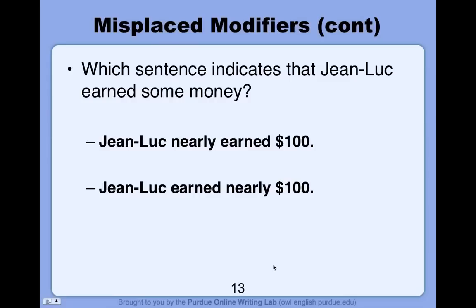In the second sentence, Jean-Luc earned nearly $100. Nearly modifies $100. Therefore, Jean-Luc earned nearly $100. Not quite $100, perhaps $98, perhaps $90, perhaps $85, but not quite $100. In the first sentence, nearly modifies the verb earned. Jean-Luc nearly earned the money, but he failed to earn it.